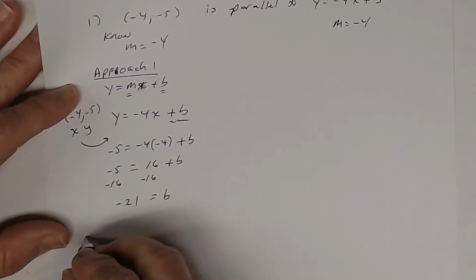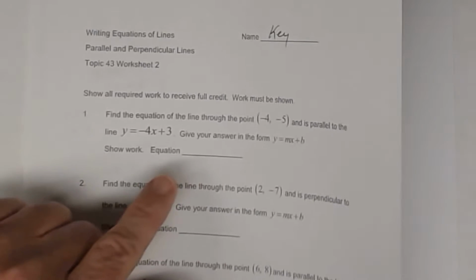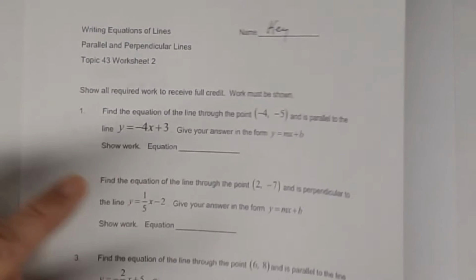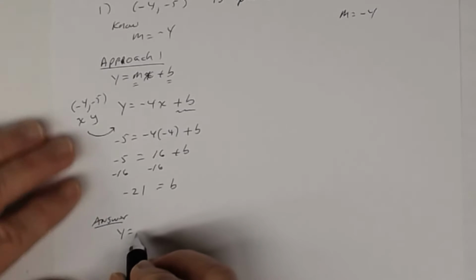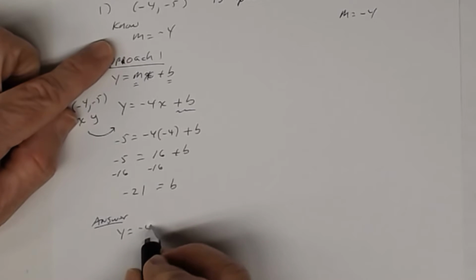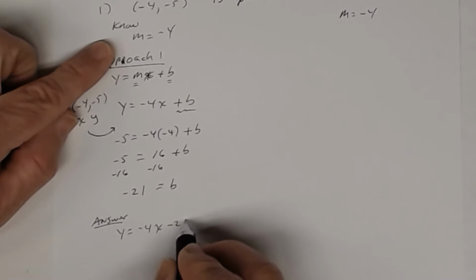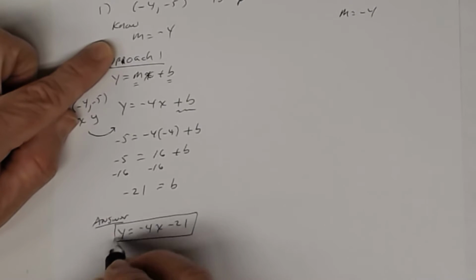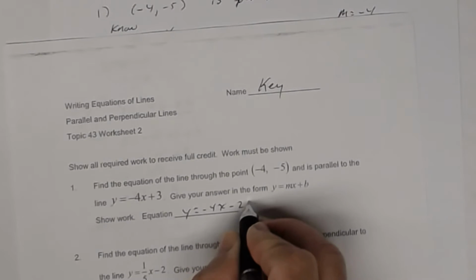So therefore the answer, because remember they did want the equation to be written in slope-intercept form. So the answer then is y equals the slope, which is -4, times x, plus b, and the y-intercept is -21. So there is your slope-intercept form. So you would have y equals -4x minus 21.